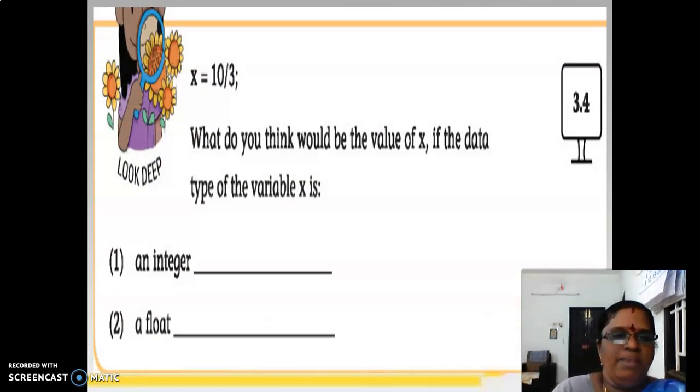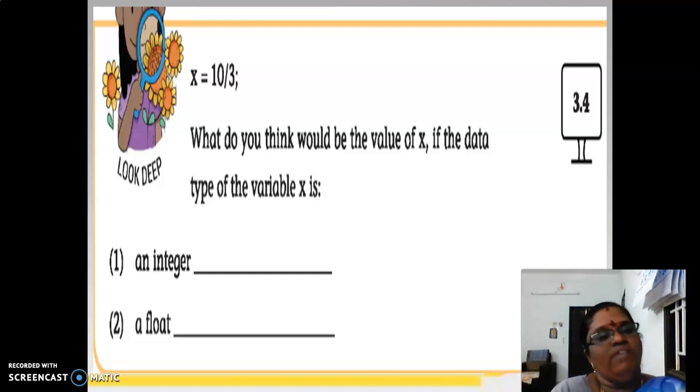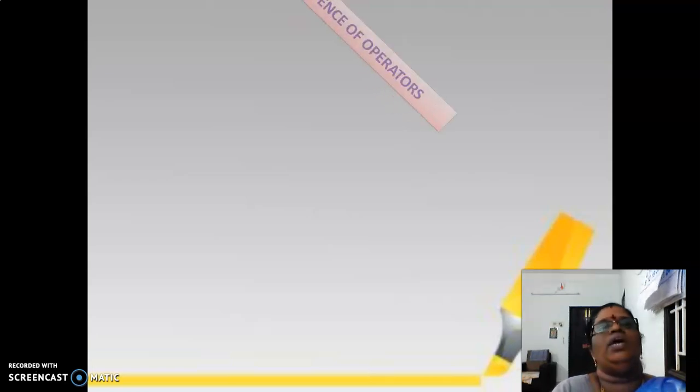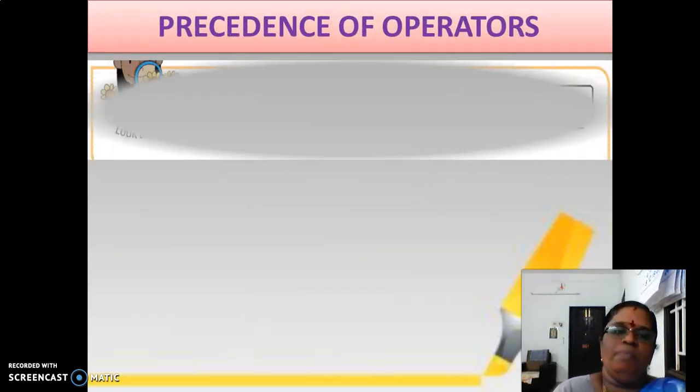X is equal to 10 by 3. What do you think the value of X? If the data is an integer, what will be the value of X? 10 divided by 3. Integer means 3. Floating point means 3.00. Got it? Yes? Okay. The next one, precedence of operators.